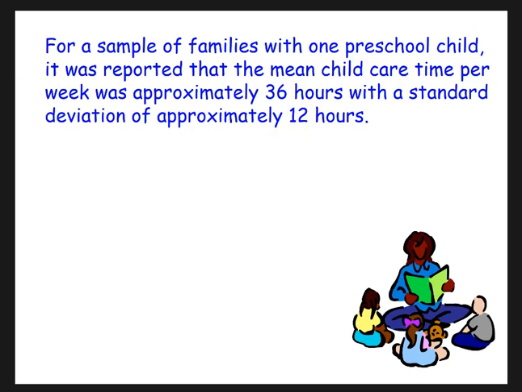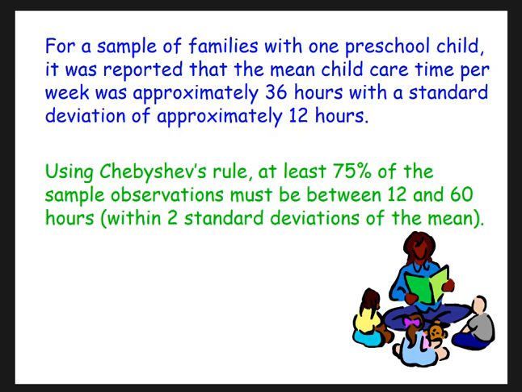For a sample of families with 1 preschool child, it was reported that the mean child care time per week was 36 hours with a standard deviation of 12. Chebyshev's rule says at least 75% will be within 2 standard deviations of the mean. 2 standard deviations to the left is 36 minus 2 times 12, which gives us 12. To the right side of the mean is 36 plus 2 times the standard deviation. 2 times 12 is 24, 36 plus 24 is 60. So we expect 75% of all the children in daycare to be between 12 hours and 60 hours a week.